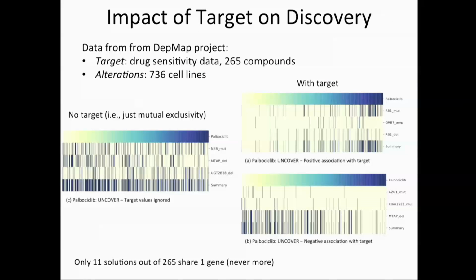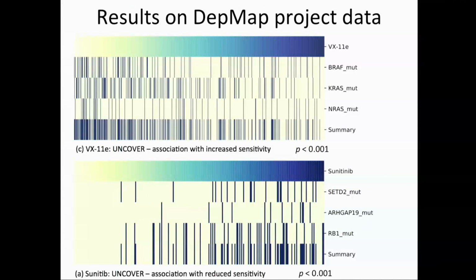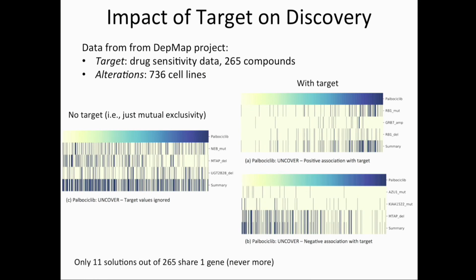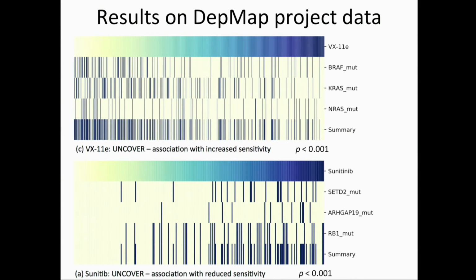Again, in the interest of time, I'm just going to show you some results on data that we took from the DepMap project, in which there is drug sensitivity data, the target profile, for 265 compounds. And there are alterations for 736 cell lines that are our samples. On this data set, we identify around 50 sets of alterations that are associated with the target profile. And these are just two examples.